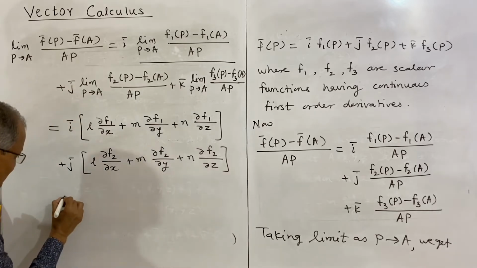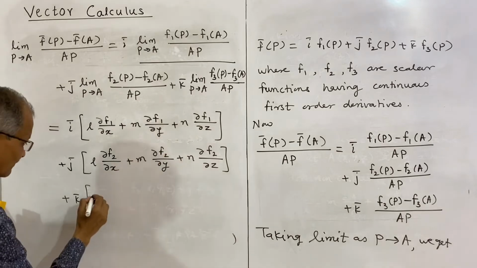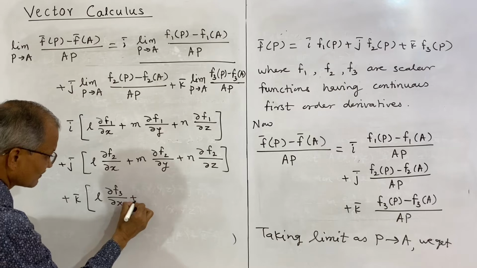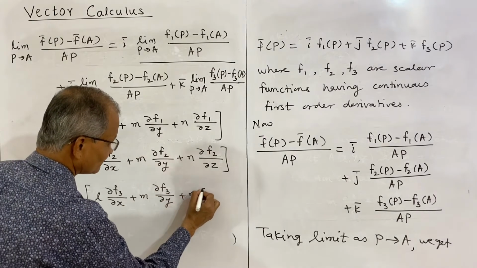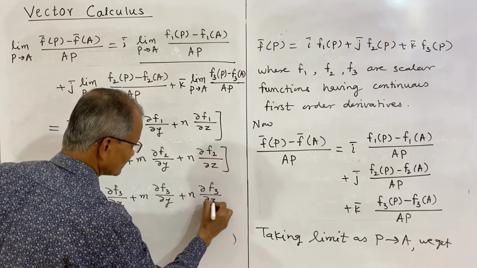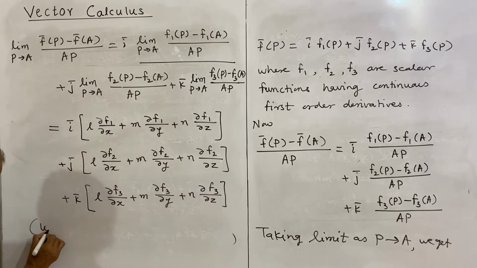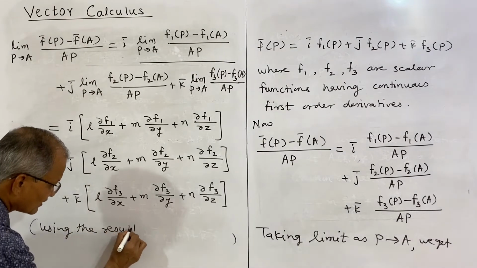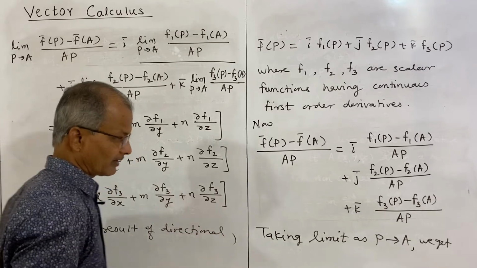And the next term is plus k. This is the directional derivative of function f3, and that will be l ∂f3/∂x plus m ∂f3/∂y and so on. So thus we have written this using the result of the directional derivative of a scalar point function.